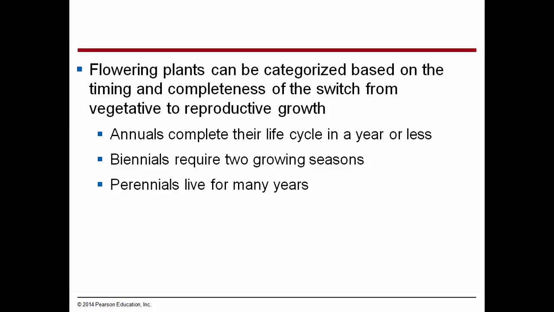Flowering plants can be categorized based on the timing and completeness of the switch from vegetative to reproductive growth. So annuals complete their life cycle in a year or less. Biennials require 2 growing seasons to flower, and perennials can live for many years. So some bulb plants like tulips are biennials. They require a season and then a second season to flower. And the perennials are like any of your bushes or woody plants. Plants that live for many years are perennials.